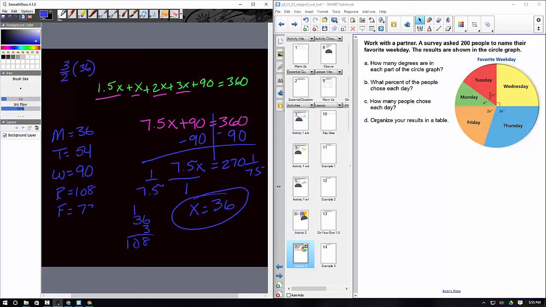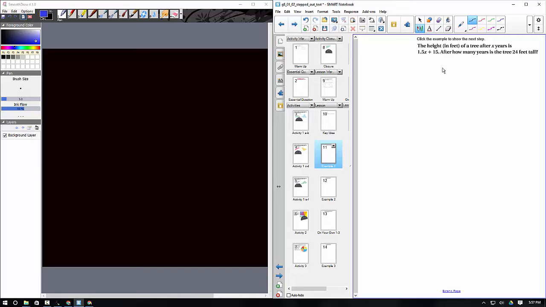So to solve multi-step equations, use inverse operations to isolate the variable. And that's really what we were doing before with the whole addition property of equality and subtraction property of equality. So it says here the height in feet of a tree after x years is 1.5x plus 15. After how many years is a tree 24 feet tall? All right, well, try to figure that out on your own and then press play.